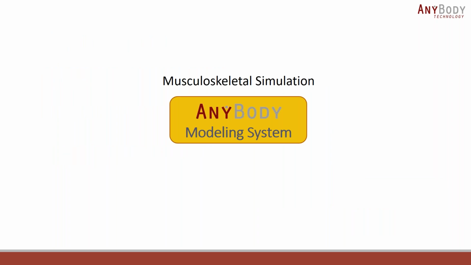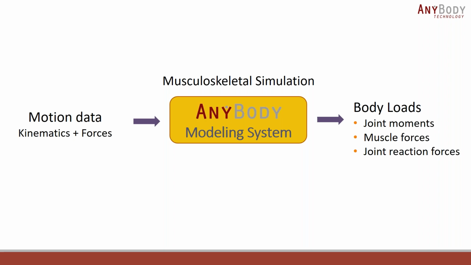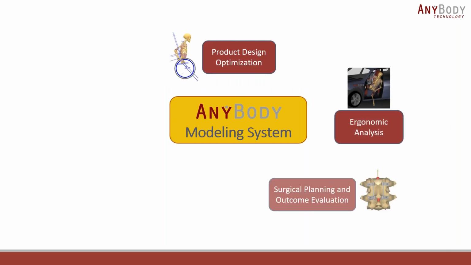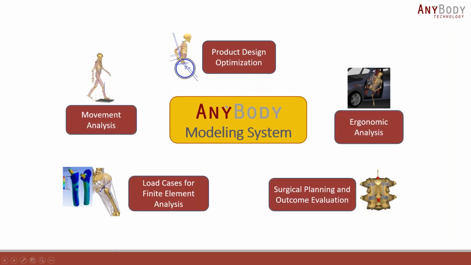First, what is the Anybody modeling system? I'll do this quickly for those who haven't heard about the system before. It's a software system for musculoskeletal simulation. What you give as input is motion data, measured kinematics, forces, and what you get as output are body loads, joint moments, muscle forces, and joint reaction forces. The Anybody modeling system is used in a wide variety of applications, from product design and optimization, ergonomic analysis, surgical planning and outcome evaluation, load cases for finite element analysis, and movement analysis. And what you're going to hear about today is a mixture of many of these things.